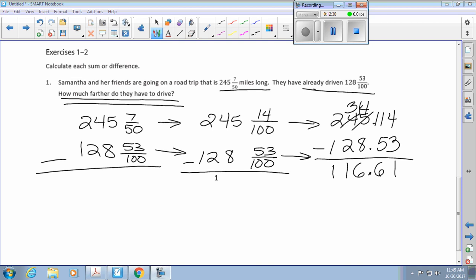All right, so 116 and 61 hundredths. Very good. What do I label this? Miles, yep. So you should write that in a pretty sentence that says, Samantha and her friends still have 116 and 61 hundredths of a mile to go. But, due to time's sake, we are moving on.